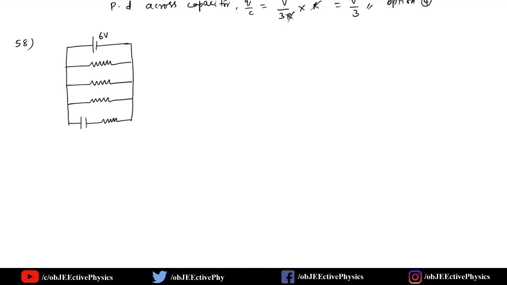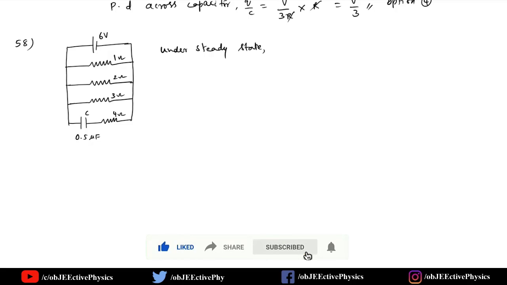Here a 6 volts battery, resistances 1 ohm, 2 ohm, 3 ohm and 4 ohm in sequence, and a capacitor of 0.5 microfarad capacity. Same as before, under steady state, the last line, that is the capacitor line, becomes ineffective. Once the capacitor is fully charged, no current is passed through the capacitor.